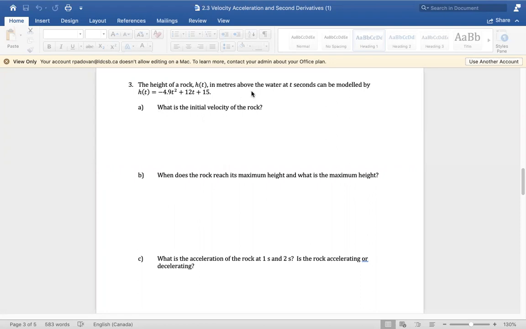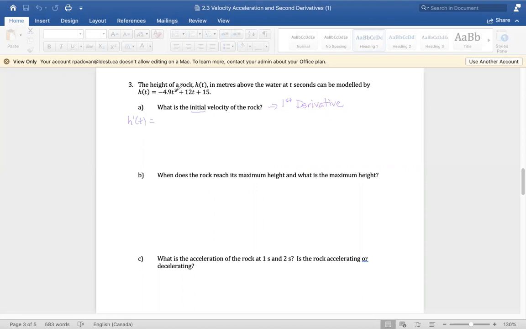So when it's talking about velocity, that would be the first derivative, right? We have to get the first derivative, and then we'll worry about the initial part. So in order to get the velocity, we need to get the first derivative of the displacement function. So we could call that h prime of t.